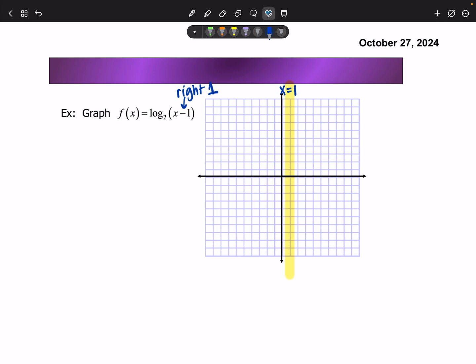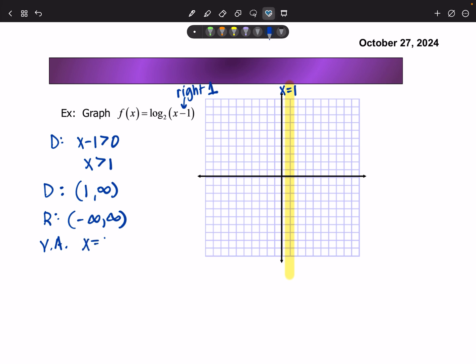X equals 1. We know that our domain is x minus 1 is greater than 0. So x is going to be greater than 1. That will mean we've got 1 to infinity for our domain. The range will always be negative infinity to positive infinity. The vertical asymptote is at x equals 1.